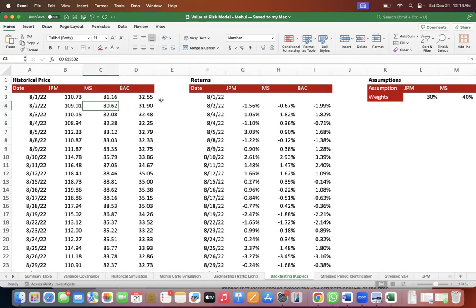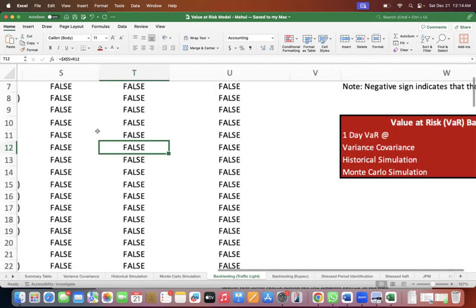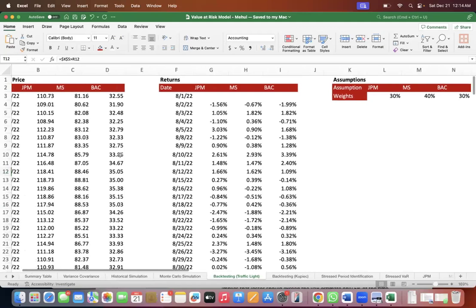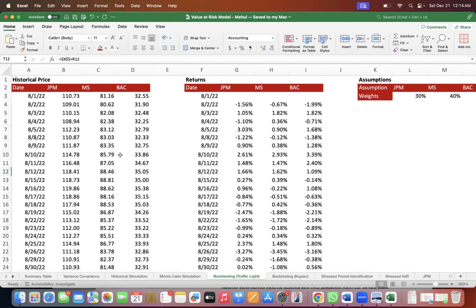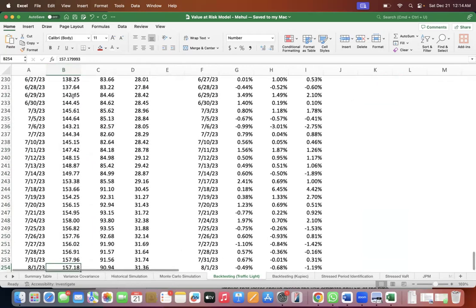Okay, so let's see how we can perform the backtesting using the traffic light approach. This is a very simple exercise. Always remember one thing: when we are backtesting our portfolio, we have to consider our last 1 year of data.